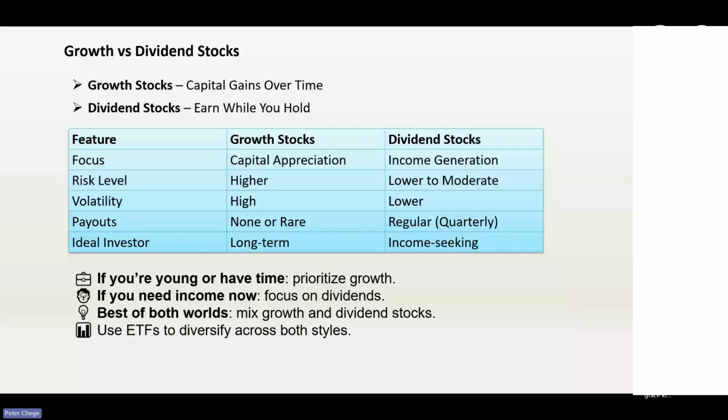Then volatility, you find growth stocks, their price tends to move very fast, and you find there is demand and supply available. For dividend stocks, you find the price movement is not that volatile. You find it moves maybe with a very small margin. Then payouts, growth stocks, you find some give dividend, some don't give.